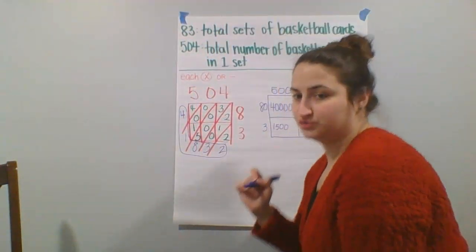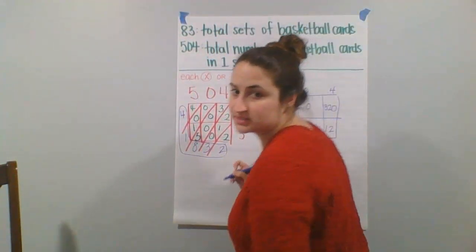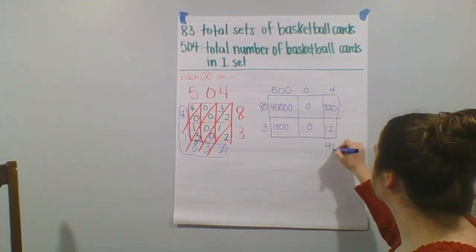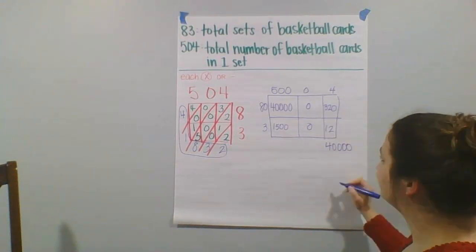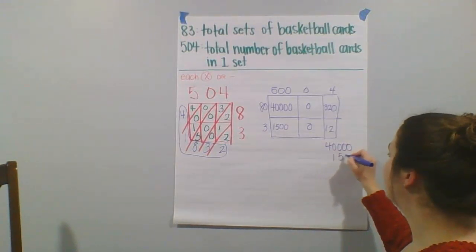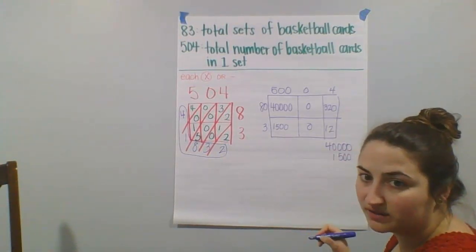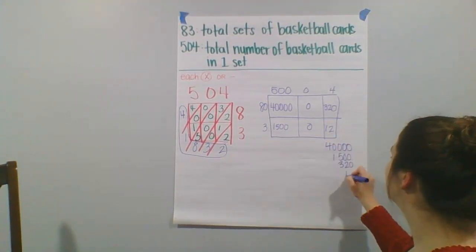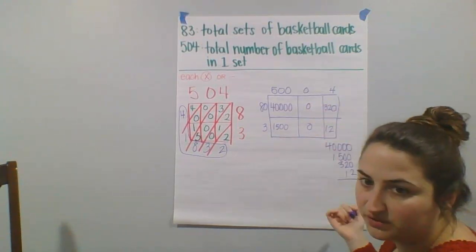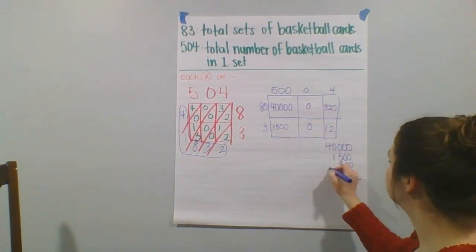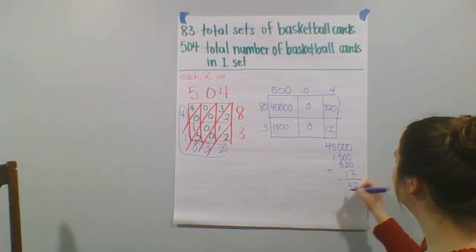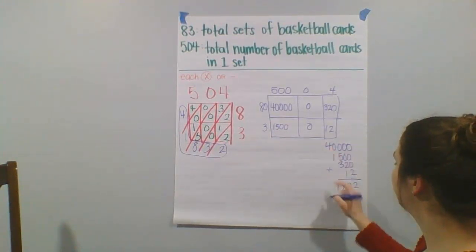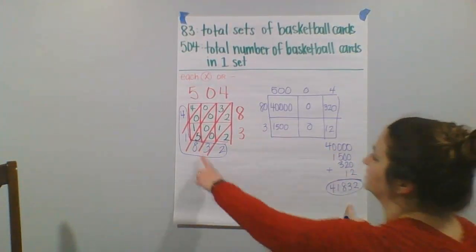So I'm going to stack all of these numbers so that we can add them. So I have 40,000, 1,500, and you want to make sure that you are lining up 320 and 12. I'm not going to include the zeros because they're not going to change my answer. 2 plus 1 is 3, 5 plus 3 is 8, 1 plus 0 is 1. And we get an answer of 41,832, which is the same.